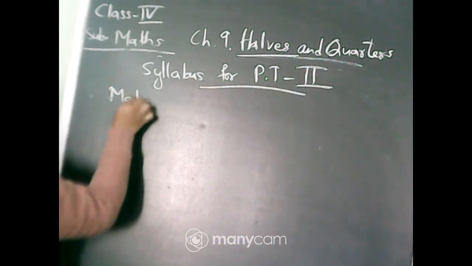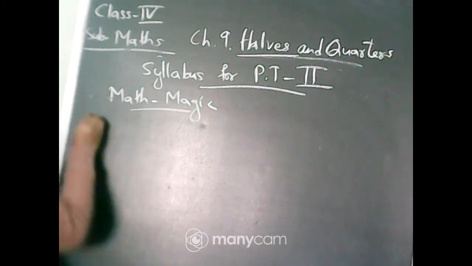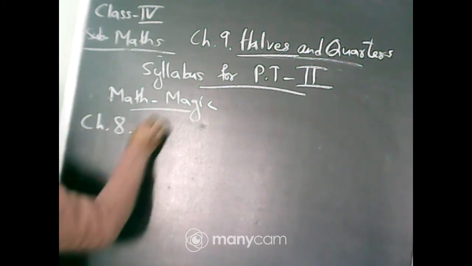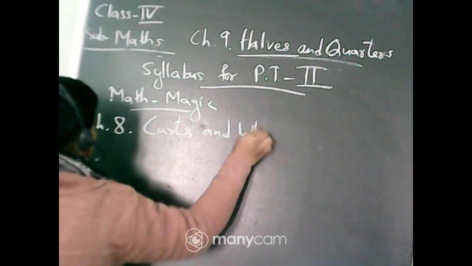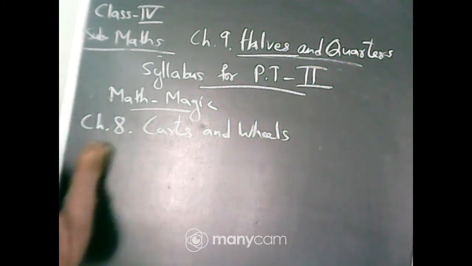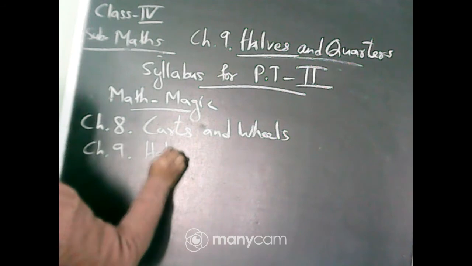For Math Magic, there are 2 chapters. Chapter number 8, Carts and Wheels, and chapter number 9, Halves and Quarters.